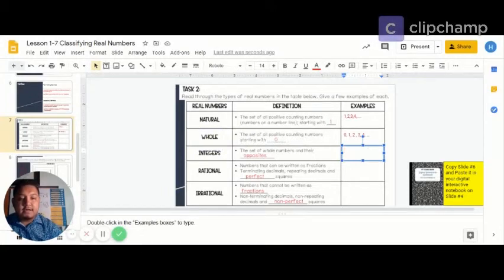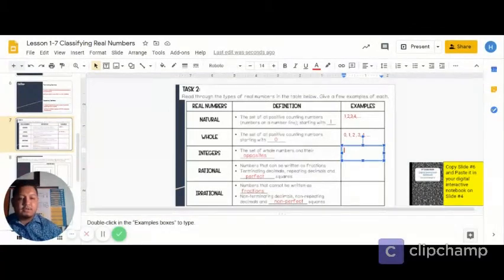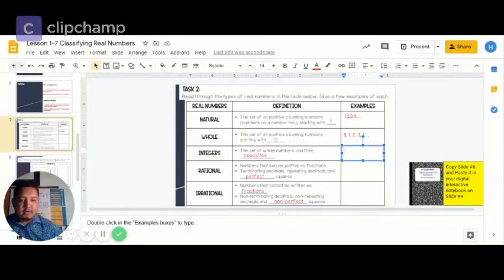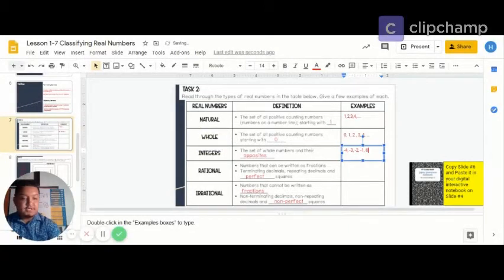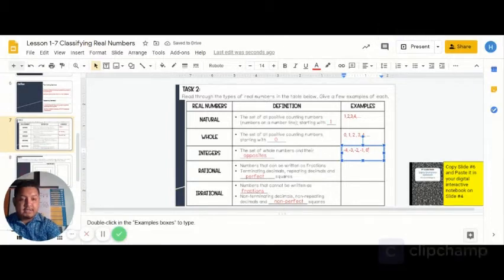Integers, okay? The set of whole numbers and their opposites. So if you're looking at these whole numbers here, you have 0, 1, 2, 3, 4, and so on. Now, the opposites are also going to be in the set of integers, okay? So, for example, we have -4, -3, -2, -1, 0. 0 does not have an opposite, so we're only going to list 0 once. 1, 2, 3, and so on. So that is the set of integers right there.